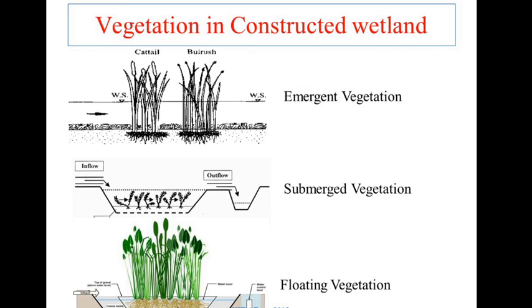That root acts as a system of treatment where it can treat the wastewater, which we can then remove at the outlet of the system. So basically, these are the three types of vegetation in constructed wetland: emergent vegetation, that is cattail and bulrush; then submerged vegetation, where you can see inflow and outflow; and similarly the floating vegetation, in which you can see the inflow and outflow, and the treatment is done by the root system of the floating vegetation.